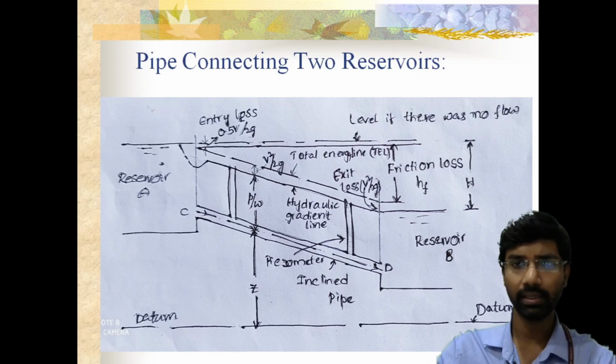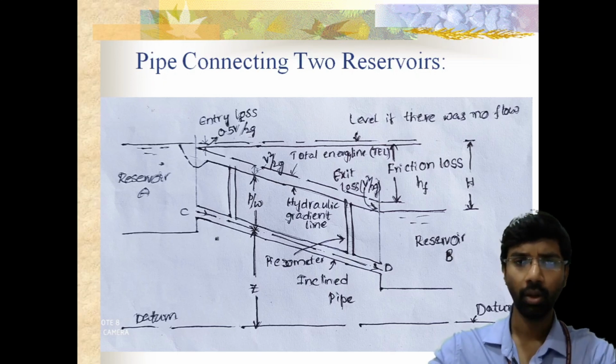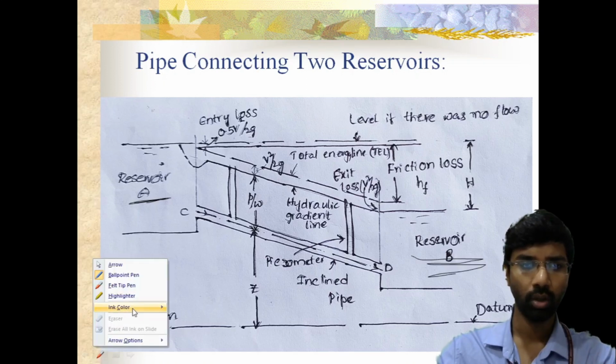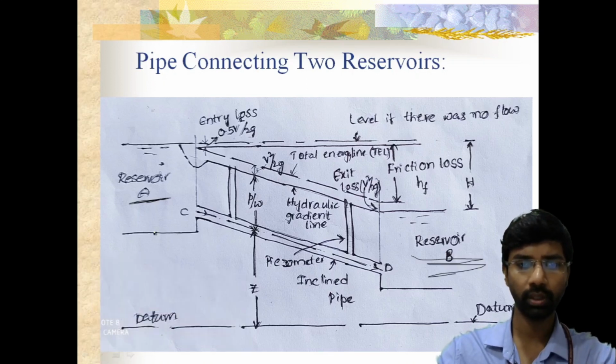So let us consider this figure. Right, now our intention is to identify the average velocity of the flow. We have already been through the hydraulic gradient line and total energy line concept. Hope you have viewed my earlier video in which you went through the hydraulic gradient line and total energy line. So now coming to this topic, let us consider two reservoirs. Let this be reservoir A and let this be reservoir B. These two reservoirs are connected with a long pipeline.